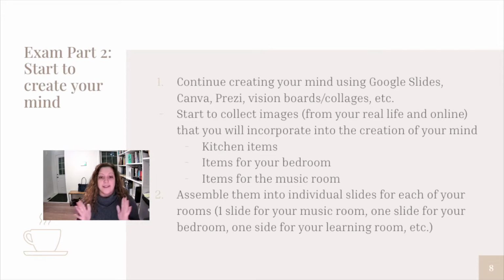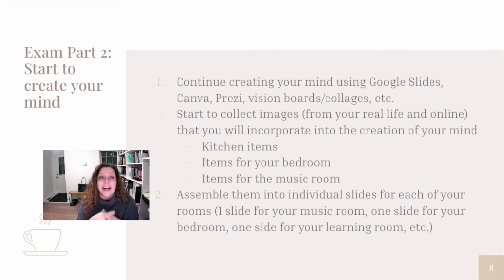So again, start to collect those images from your real life and online that you will incorporate into the creation of your mind. So like kitchen items that you must have. Do you love brownies? I love brownies. Have a picture of brownies for your kitchen. Items for your bedroom. I love my bed. My favorite place to be. If I had a TV in my bedroom, ideal. Netflix on there, ideal. Items for the music room. So are you going to include a treble clef and a bass clef? Are you going to include notes, rhythms, film music, instruments? What kind of things you're going to include for that music room?